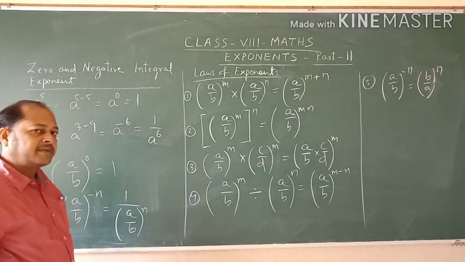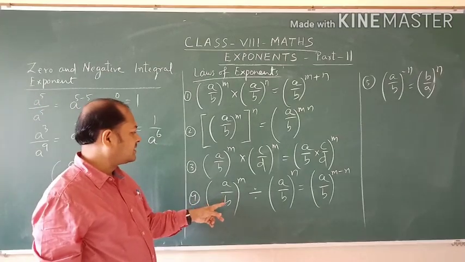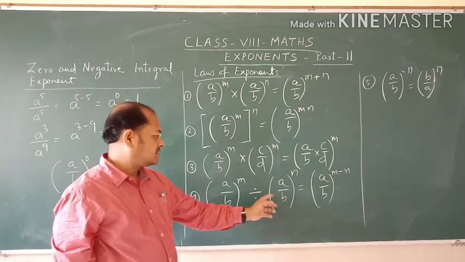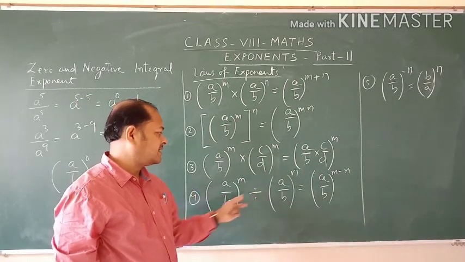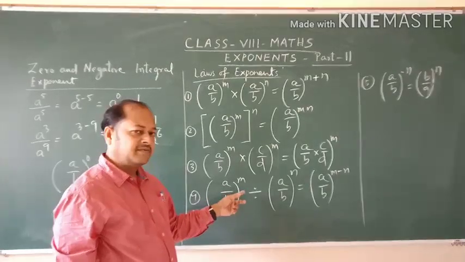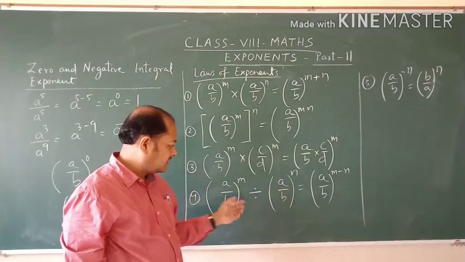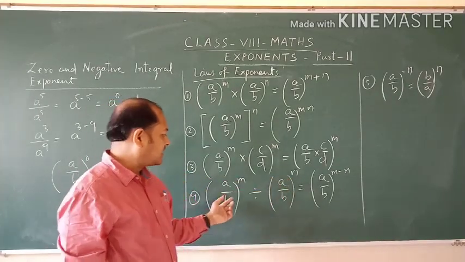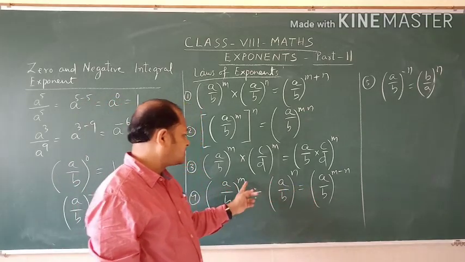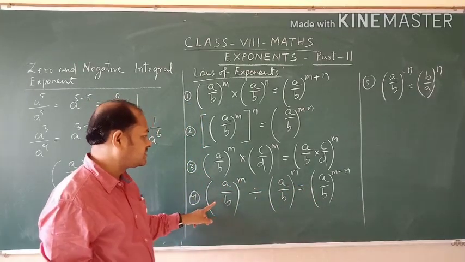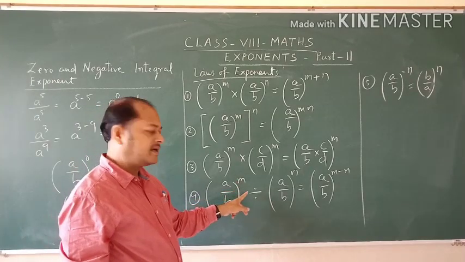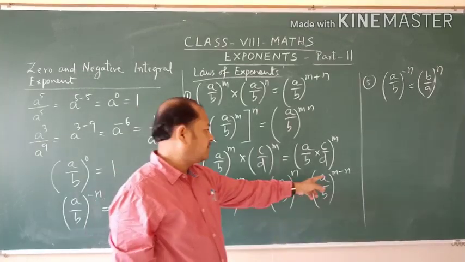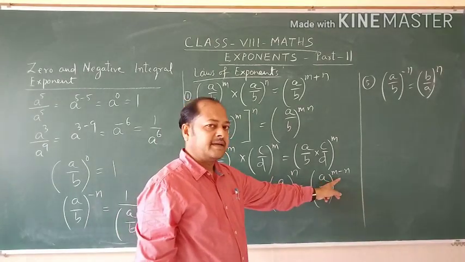Now come to the fourth law of exponents. We see here what happens in case of division. If a upon b is a fraction and the base is the same, but in case of division the powers are different, we can write it like this: write the base and subtract the powers. What is the base here? The base is a upon b. What is the power here? m and n. Because it is a division case, it will be minus here. So a upon b to the power m minus n.